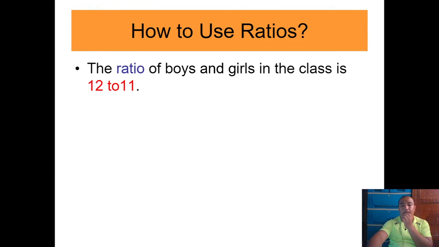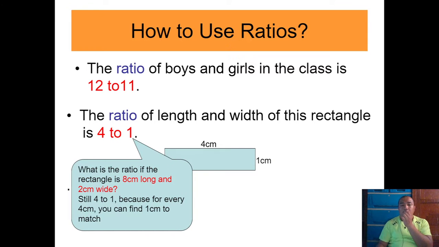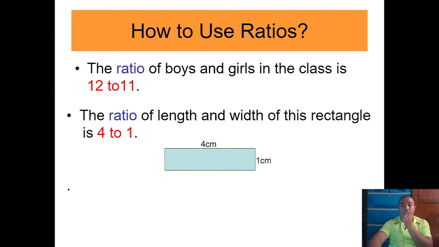The ratio of length and width of this rectangle is 4 is to 1. That means the length is 4 cm and the width is 1 cm. What's the ratio if the rectangle is 8 cm long and 2 centimeters wide? Still 4 to 1, because for every 4 centimeters you can find 1 centimeter to match.